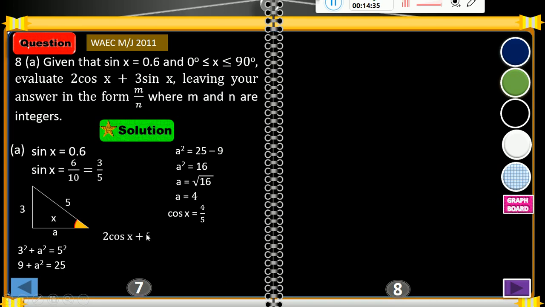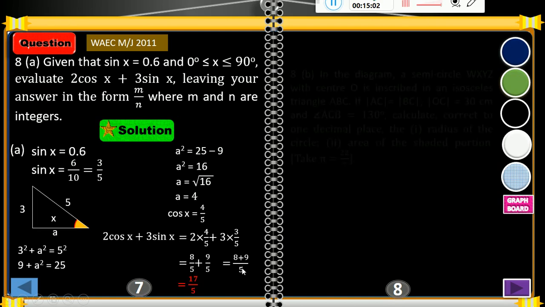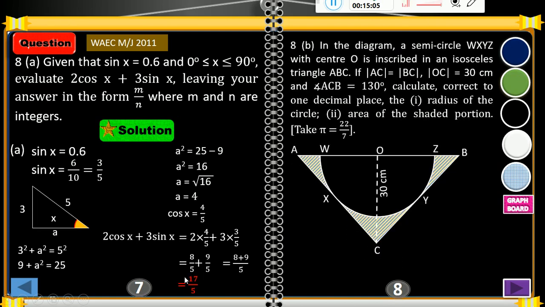Then going to the given equation, we are going to substitute cos X, 4 over 5 for cos X, and then 3 over 5 for sin X. So that gives us 2 times 4 over 5 plus 3 times 3 over 5. Simplifying this, we are going to have 8 over 5 plus 9 over 5. Add the numerators since the denominators are the same. That gives us 8 plus 9 over 5, giving us our answer as 17 over 5.